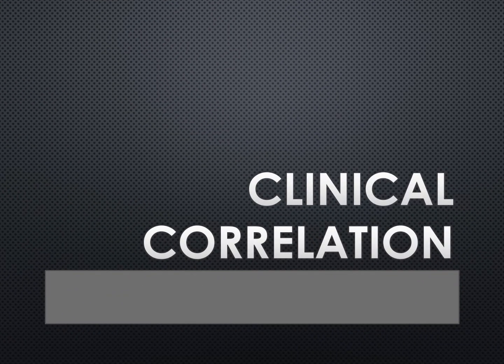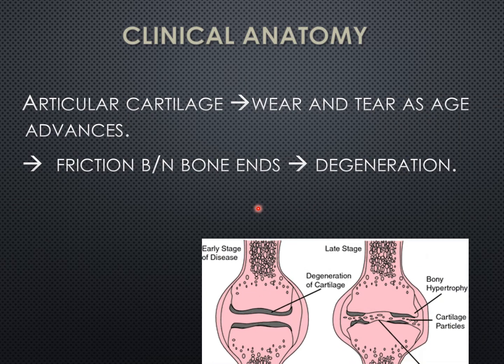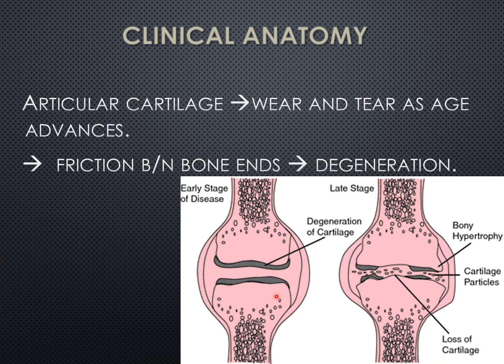Let us look at some clinical correlations. In one of the conditions, the articular cartilage undergoes wear and tear as age advances. So in old age, the articular cartilage has undergone wear and tear. That is caused by the prolonged friction between the bone ends, leading to degeneration of the articular cartilage. So this is how the articular cartilage will appear. This is the normal cartilage, and after some time the articular cartilage has undergone degeneration. This condition is known as osteoarthritis.